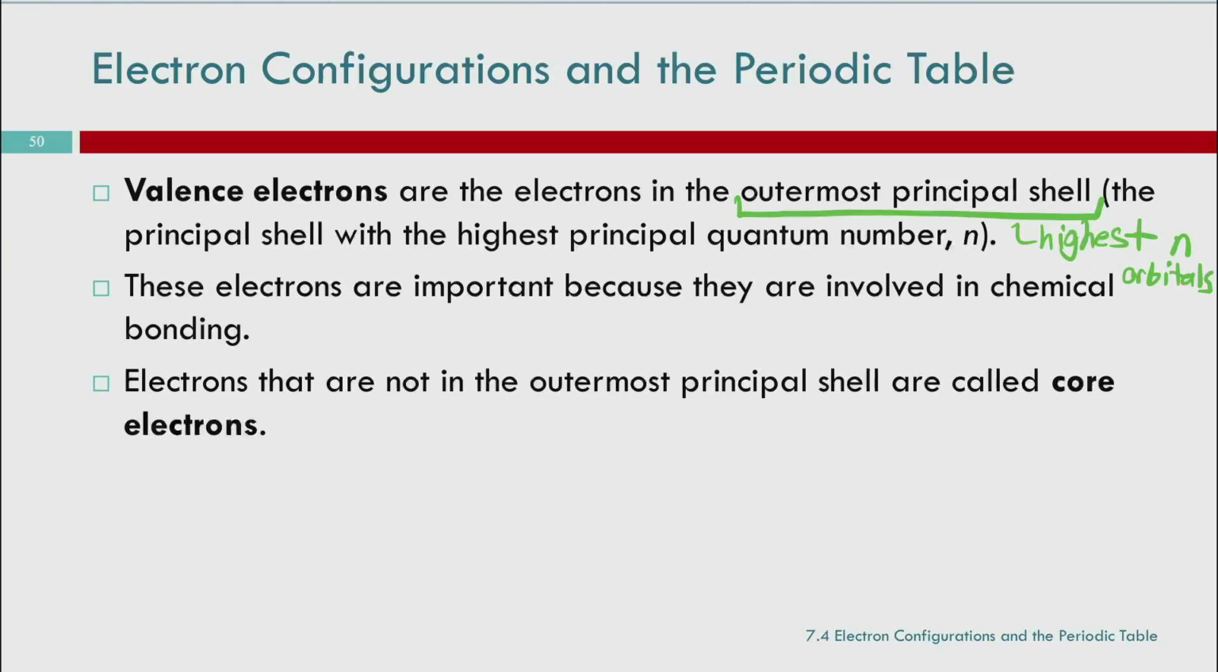The valence electrons are important because those are the ones that are involved in chemical bonding. So this helps bring us into being able to talk about bonding between different elements, like in molecular compounds. Our outermost electrons can participate in bonding.